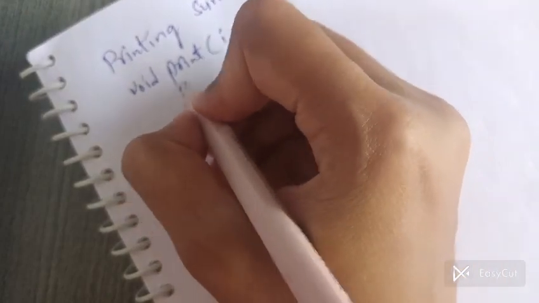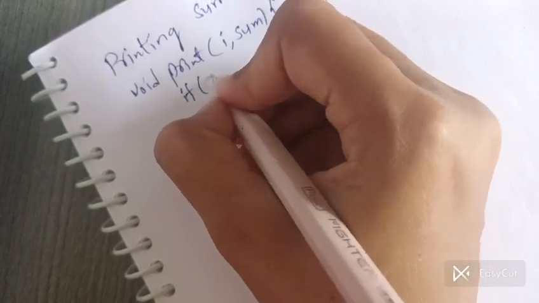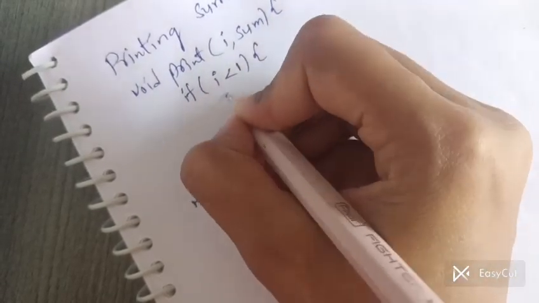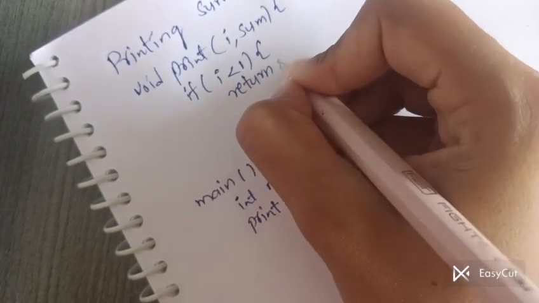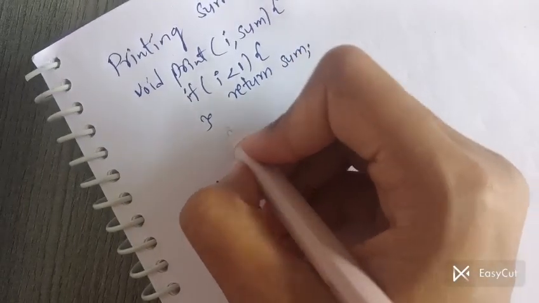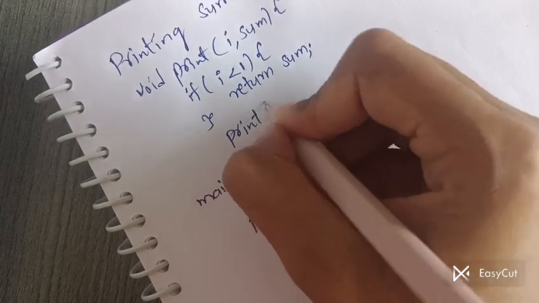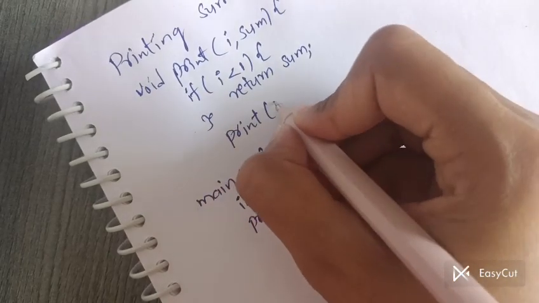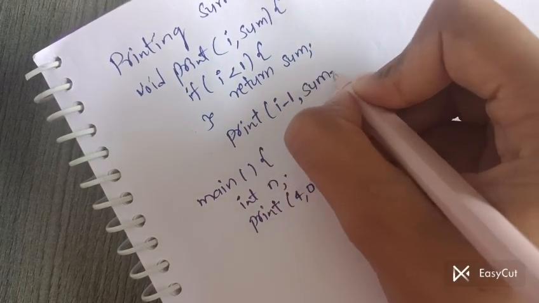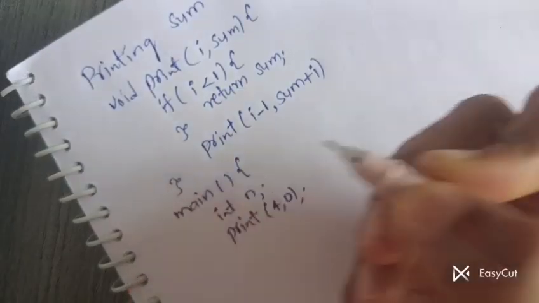Next, we have to define the base condition, like when the function should stop. When the i value is less than 1, in that case we have to return sum. Else, we have to call the function again, but the parameters will be updated. Here the parameter i will be reduced, that is i minus 1, and the sum value will be sum plus i. Let's trace this function first.